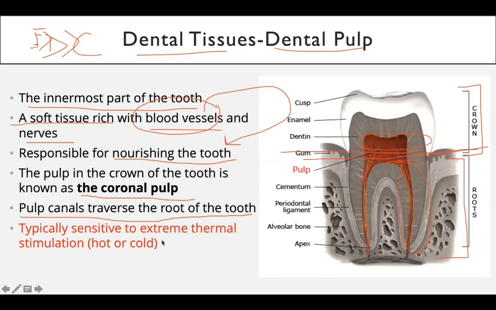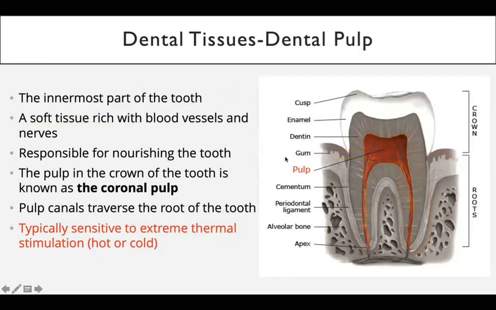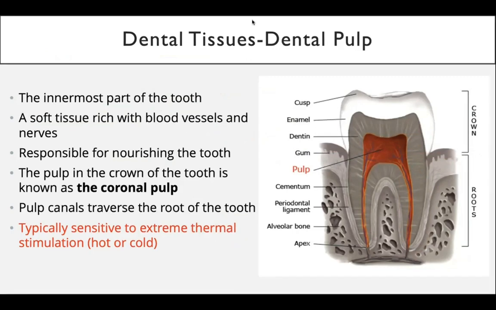Typically sensitive to extreme thermal stimulation. Thermal means change in temperature. Extreme means either very hot or cold, right? So it is typically sensitive to extreme thermal stimulation, hot or cold. So when you feel it's very cold or hot, so that it pains, it is disturbingly cold, it's disturbingly hot, then the pulp is involved. Okay, next.